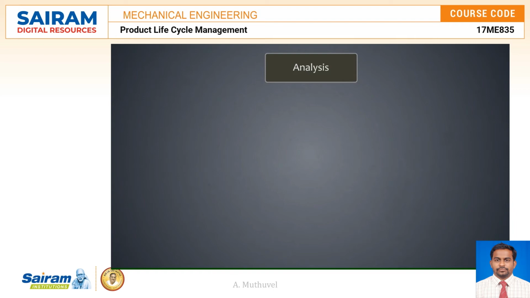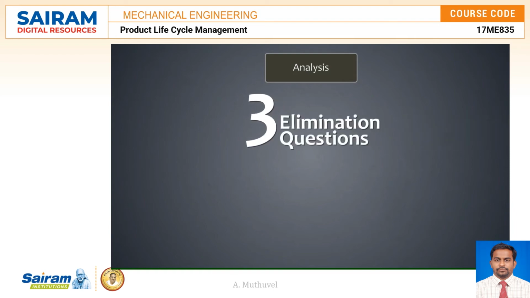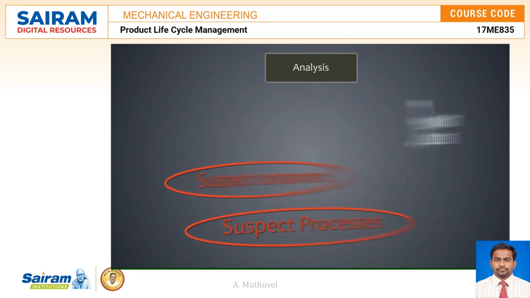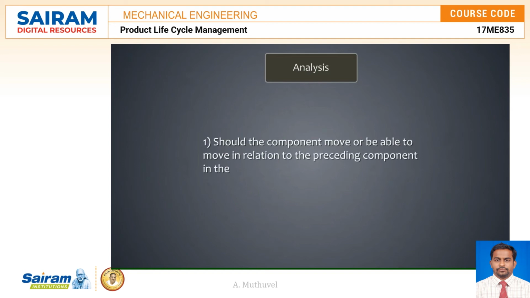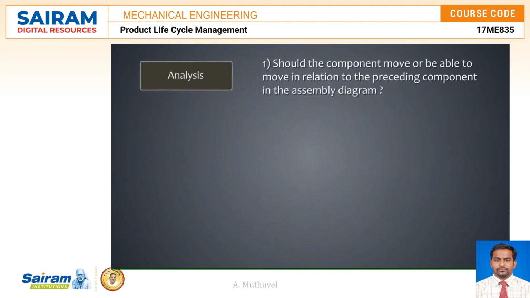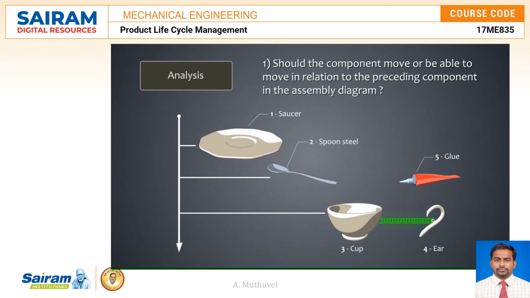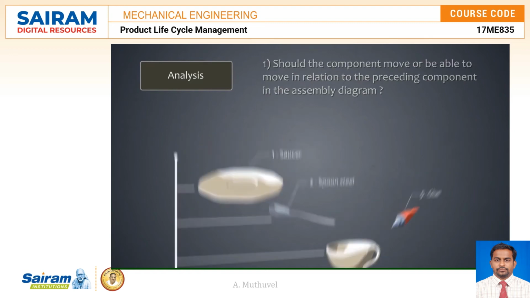Let's now look at the 3 elimination questions to find suspect components and suspect processes. The first question is, should the component move or be able to move in relation to the preceding component in the assembly diagram? Look at the cup's ear. Does the ear need to move in order for it to function? The answer is no, and in fact, it doesn't move because it is glued to the cup.